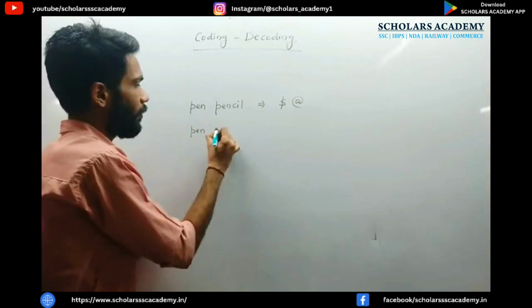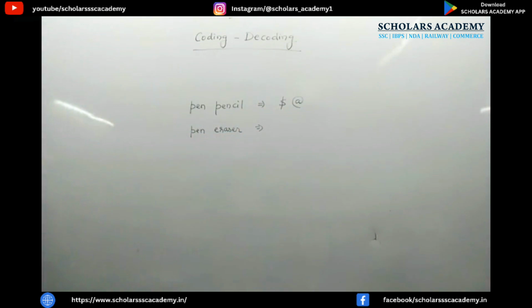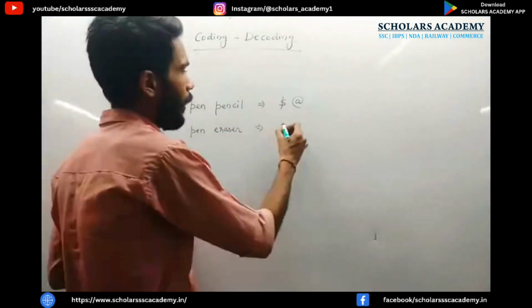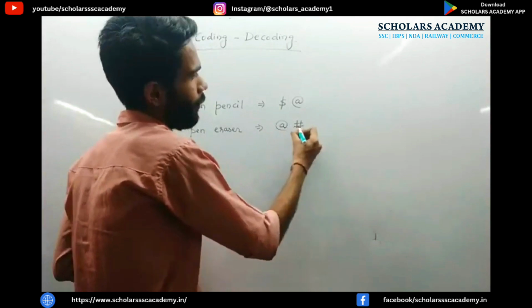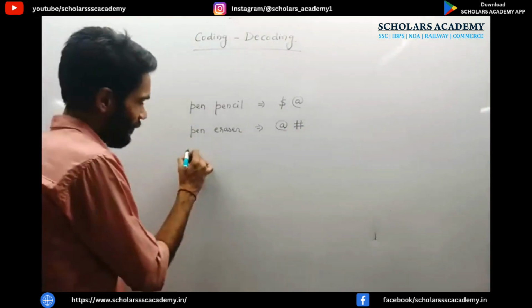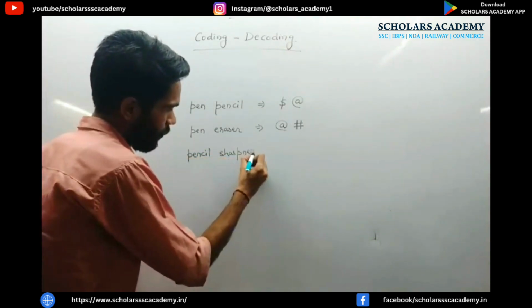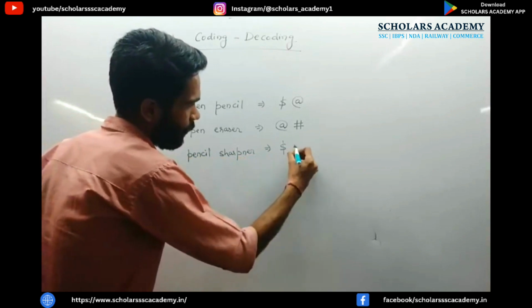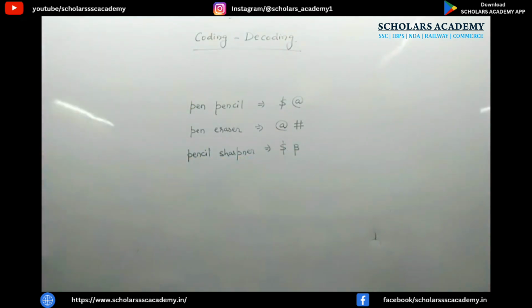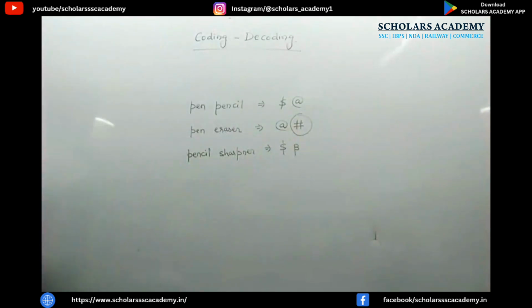Pen eraser is coded as £. Pencil sharpener is $beta. So they are asking you the code of eraser in this language. Very easy question. Pound.